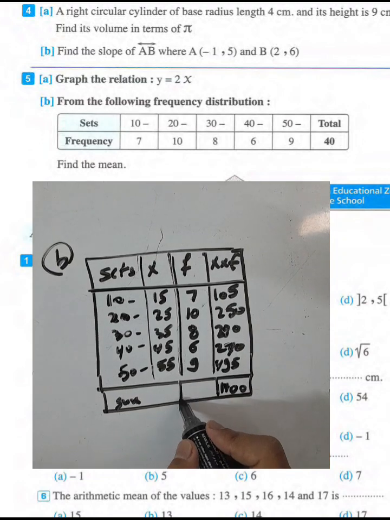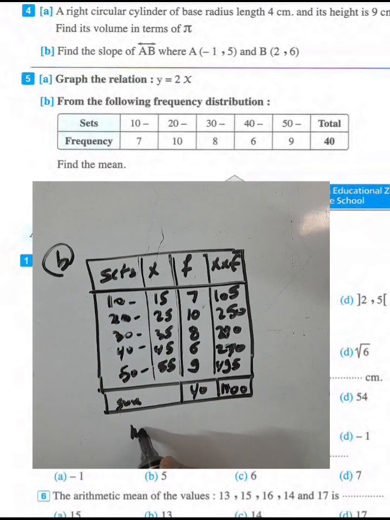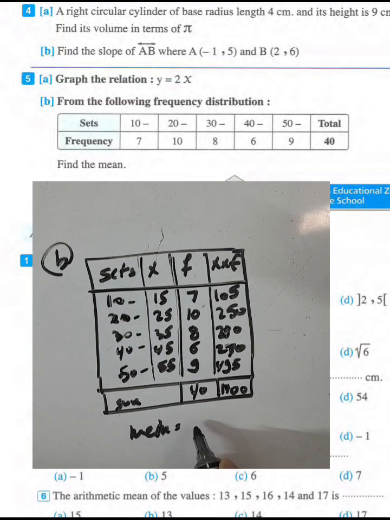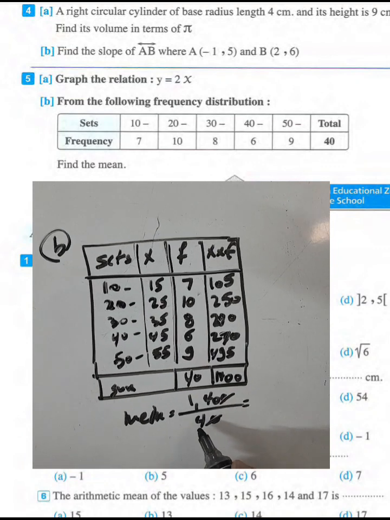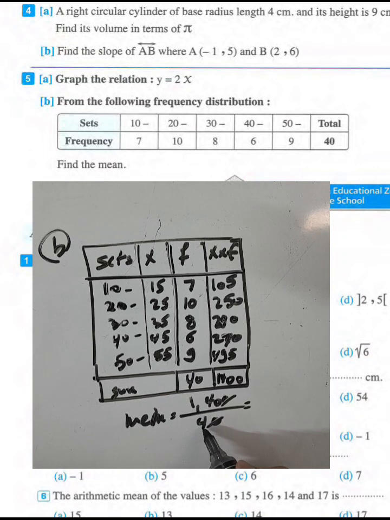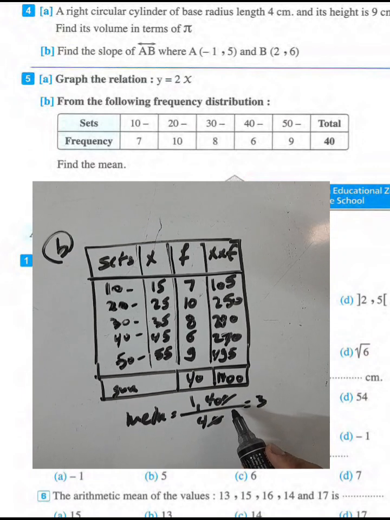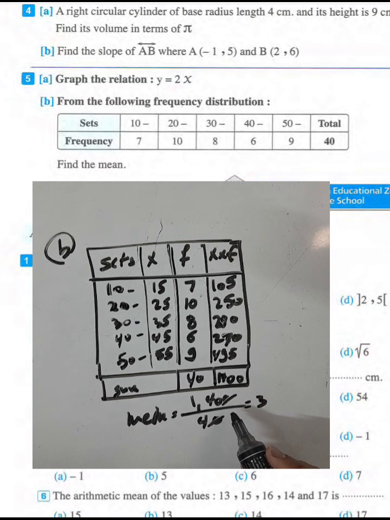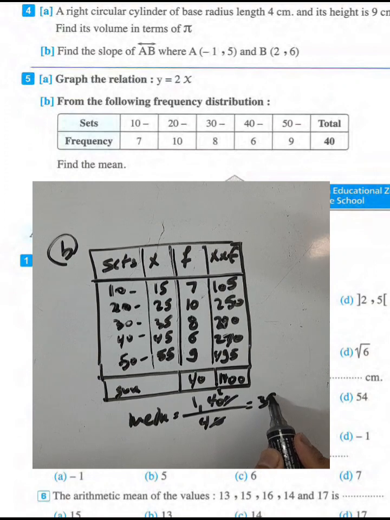And the sum of the frequencies, which he gave us in the example, is 40. Then the mean is the sum of all the products over the sum of frequencies: 1400 over 40. Cancel 0 by 0. 14 divided by 4 equals 3 with remainder 1. Then 14 remainder 2, and 20 divided by 4 equals 5. The result will be 35.